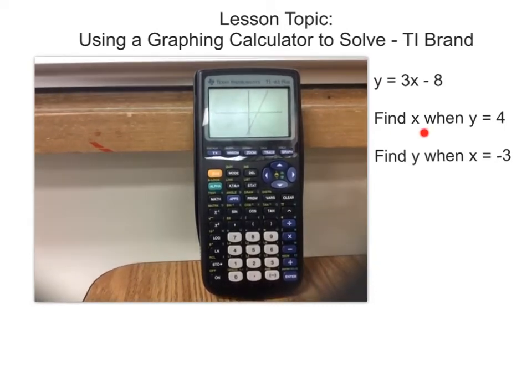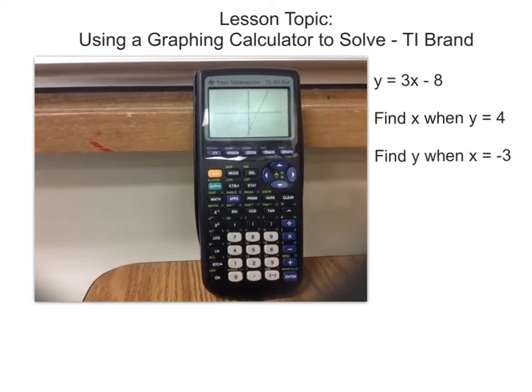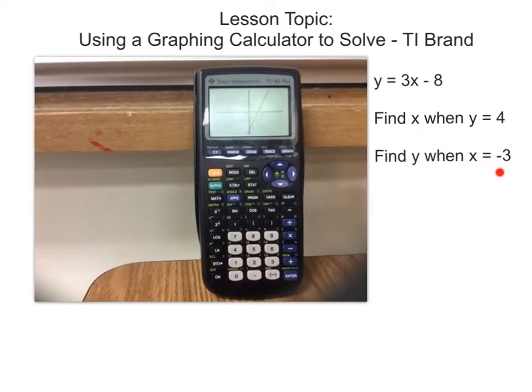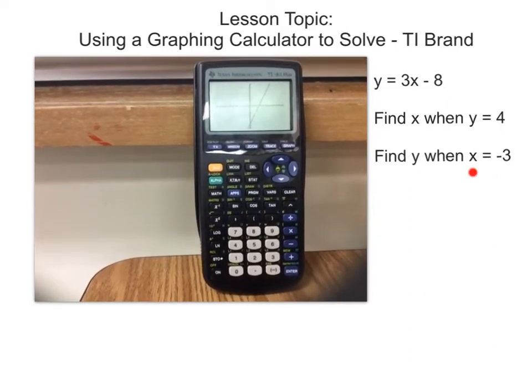So now we're going to find x when y equals 4. Actually, no we're not. First we're going to find y when x equals -3. This is the easier of the two. When we know what x is, we're pretty excited because it's quick. Alright, so here's how you solve for y when you know what x is.